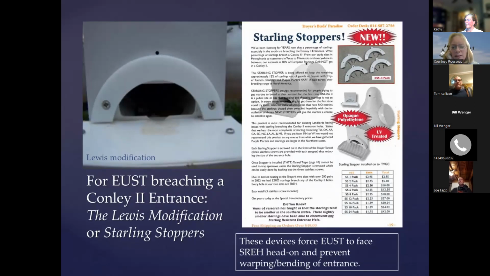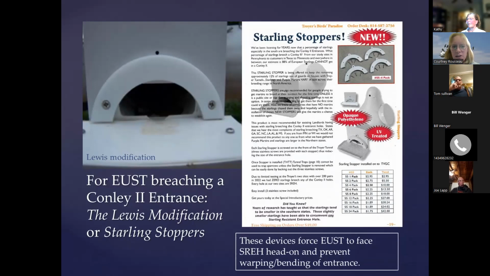So again, the way that these things work is they force the starling to face the SREH head on and prevent warping and bending of the entrance. So sometimes what a starling will do is they'll try to get in through an SREH sideways, and they'll push on the entrance. And if that entrance is thin and flimsy and bends, sometimes it will bend the plate just enough to distort the shape, and then the starling can squeeze in. And the Lewis modification and the Starling Stoppers prevent the starling from being able to do that.